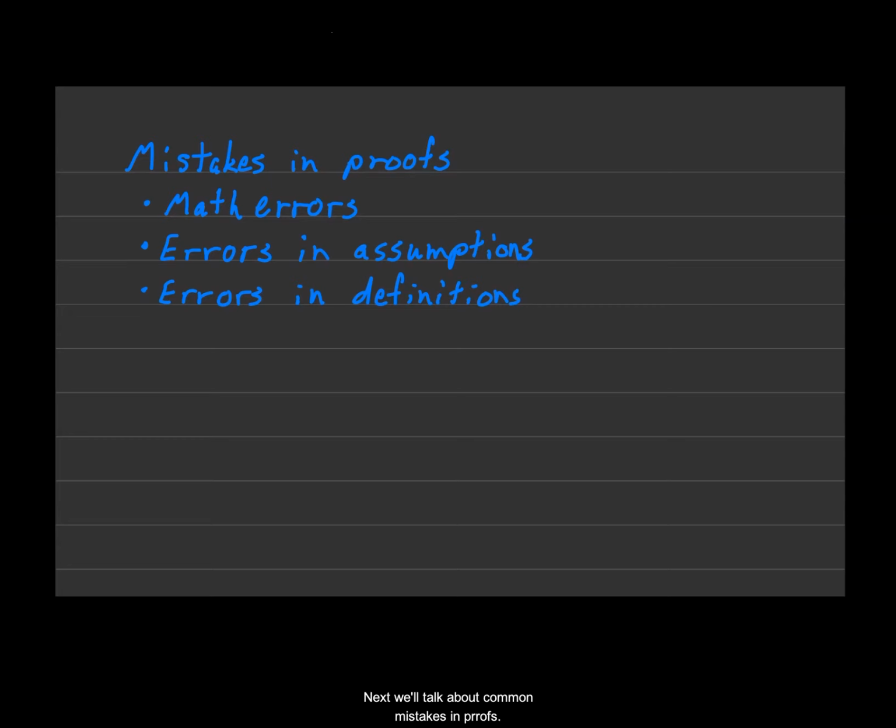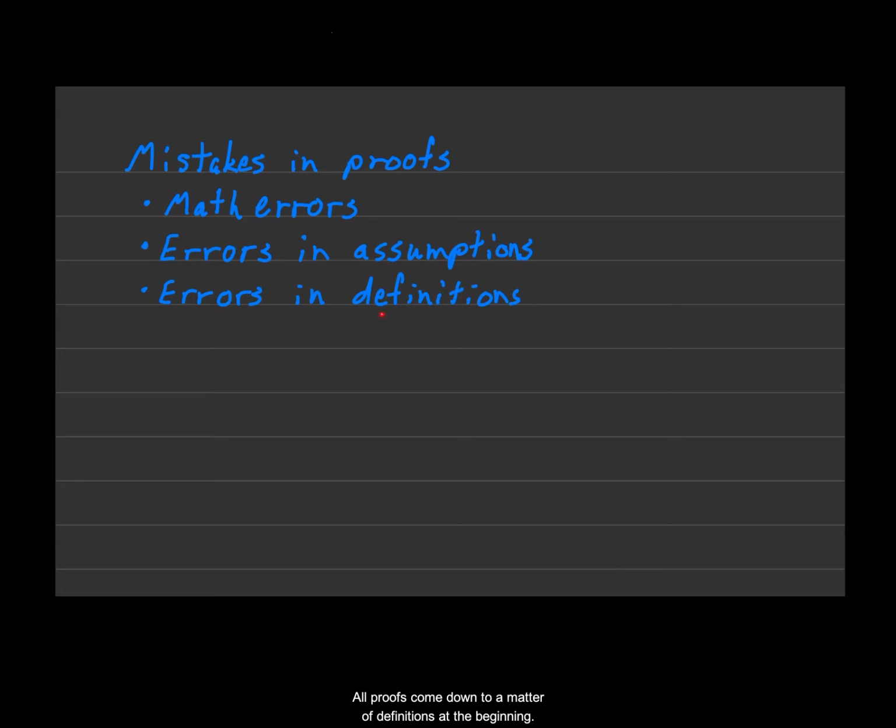Next, we'll talk about common mistakes in proofs. Common mistakes in proof include math errors, errors in assumptions. Those would be times when the things that you're assuming about this particular problem, you're making incorrect assumptions there. And then a very common one, maybe not the most, is errors in definitions.